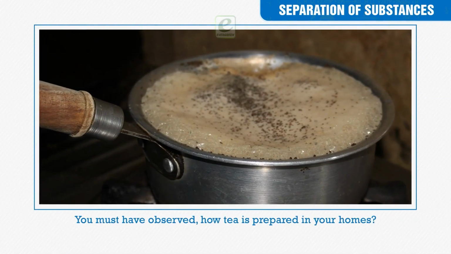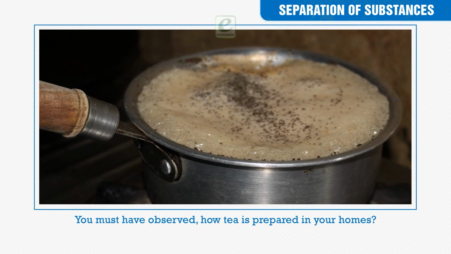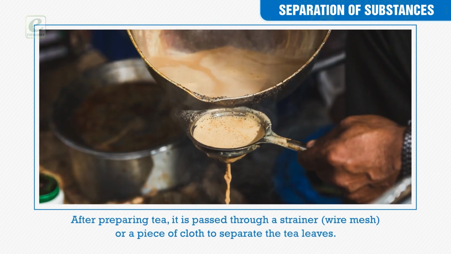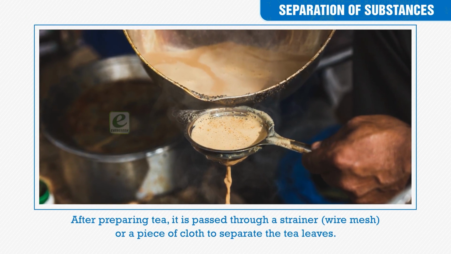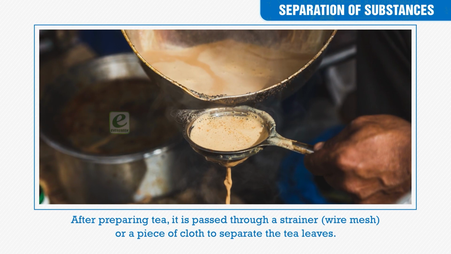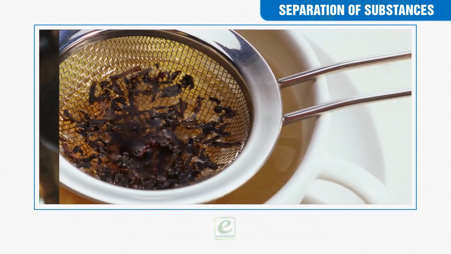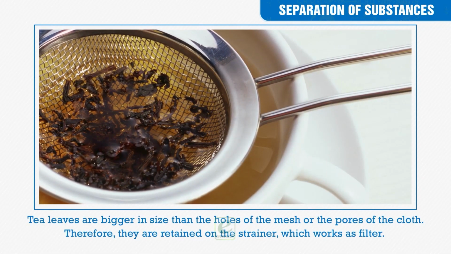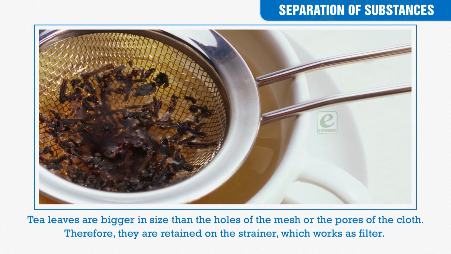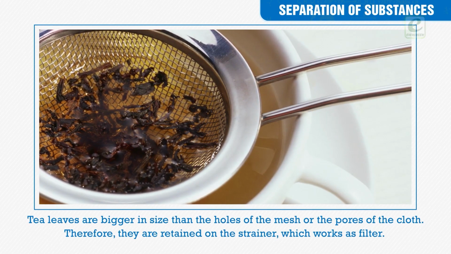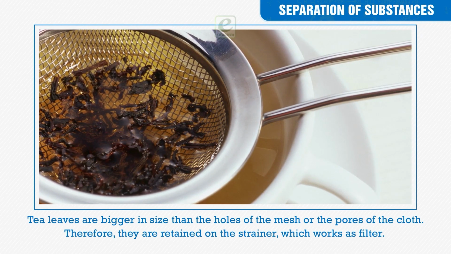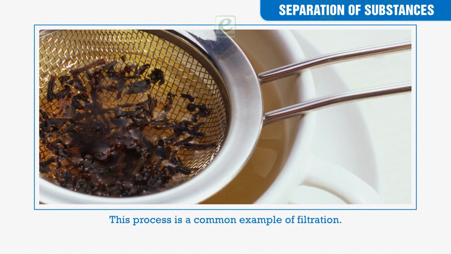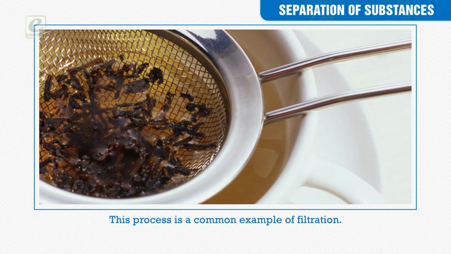Filtration. You must have observed how tea is prepared in your homes. After preparing tea, it is passed through a strainer, wire mesh, or a piece of cloth to separate the tea leaves. Tea leaves are bigger in size than the holes of the mesh or the pores of the cloth. Therefore, they are retained on the strainer, which works as a filter. This process is a common example of filtration.